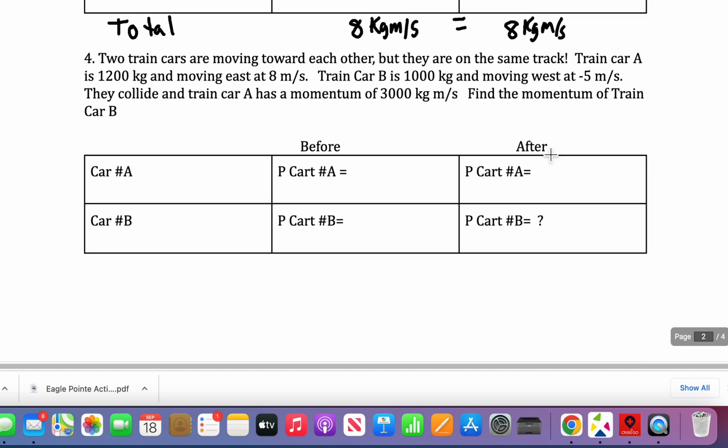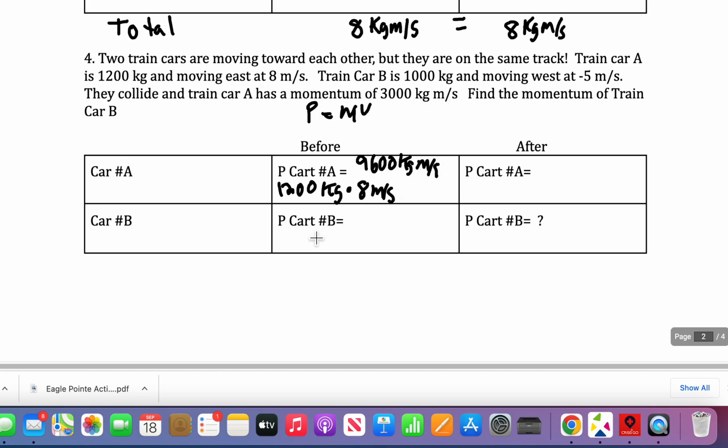Okay, 2 train cars are moving towards each other, but they are on the same track. Train car A is 1,200, so we got to get the momentum. So we're going to do this equation, mass times velocity. And so we're going to take 1,200 kilograms times 8 meters per second. And so that's going to equal 9,600 kilograms meters per second.